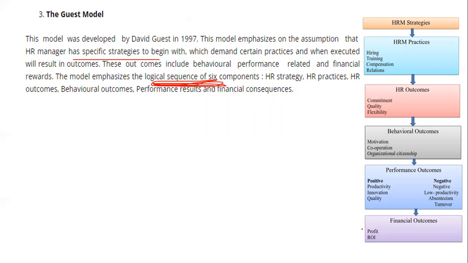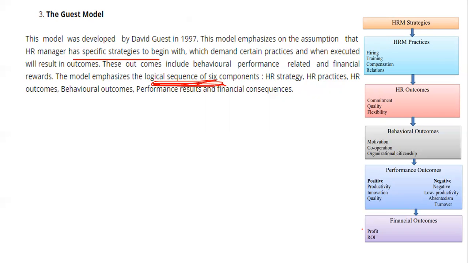So they may give you a question where they will mess up the sequence and tell you to align the sequence as given by David Guest. For that, you should know what the sequence is, which is very, very important. Now, the sequence talks about HR strategy, HR practices, HR outcomes, behavioral outcomes, performance outcomes, as well as financial outcomes.